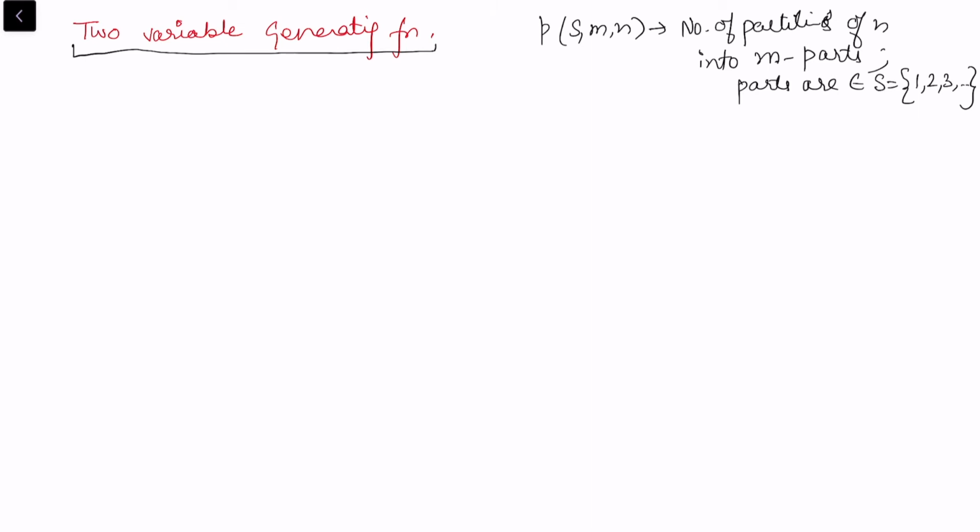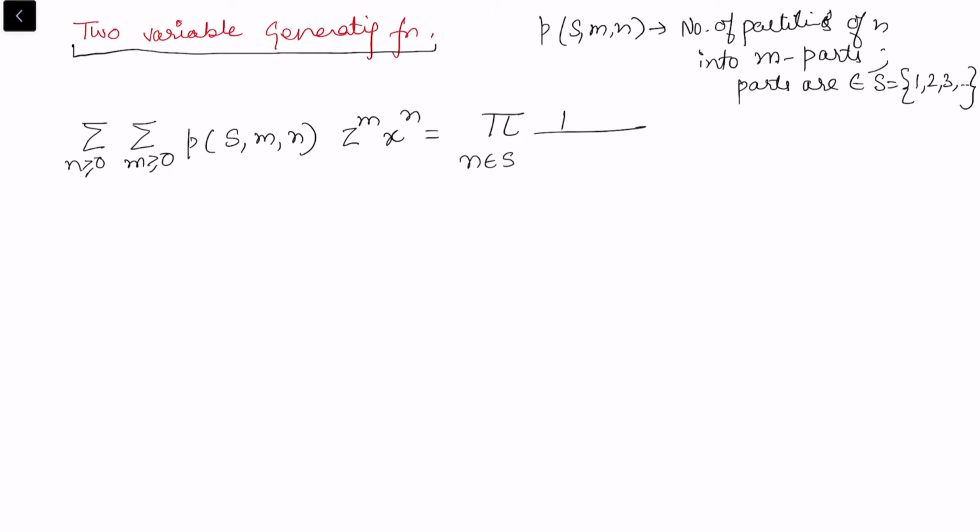I will not add much theory here, because that will be another understanding about two variable generating functions. But just to give you an idea, let me first define the partitions z to the power m, x to the power n. This is the same as the product over n belonging to the set S, 1 over 1 minus z x to the power n. Now this I have already defined here. P_S(m,n) means this is the number of partitions of n into m parts.